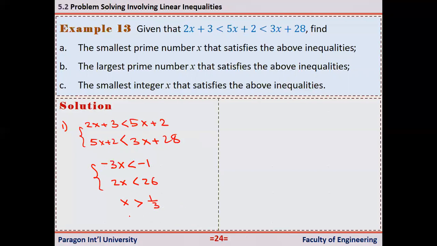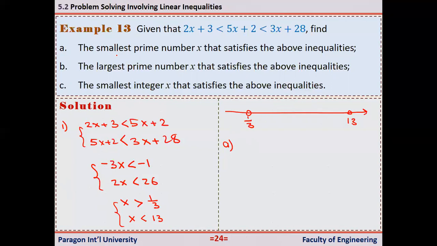And then the second one, x is divided by 2. It is less than 26 over 2. That is 13. Right? Now on the number line, let me just draw a long number line. Here we have 1 over 3. And here we have 13. Okay. So now we can answer question A.